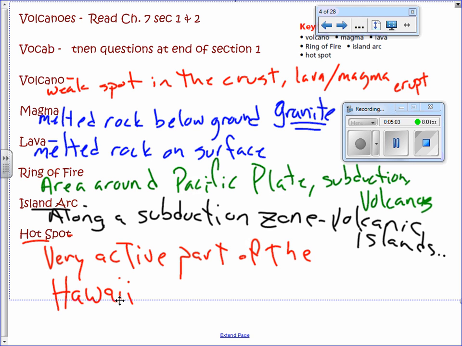And as I said on the Brain Pop, it could be an active spot in the mantle. It could also be a weak spot in the crust. It might be a little bit of both. Very active part of the mantle, and it's basically making volcanoes, and it's not at a plate boundary.